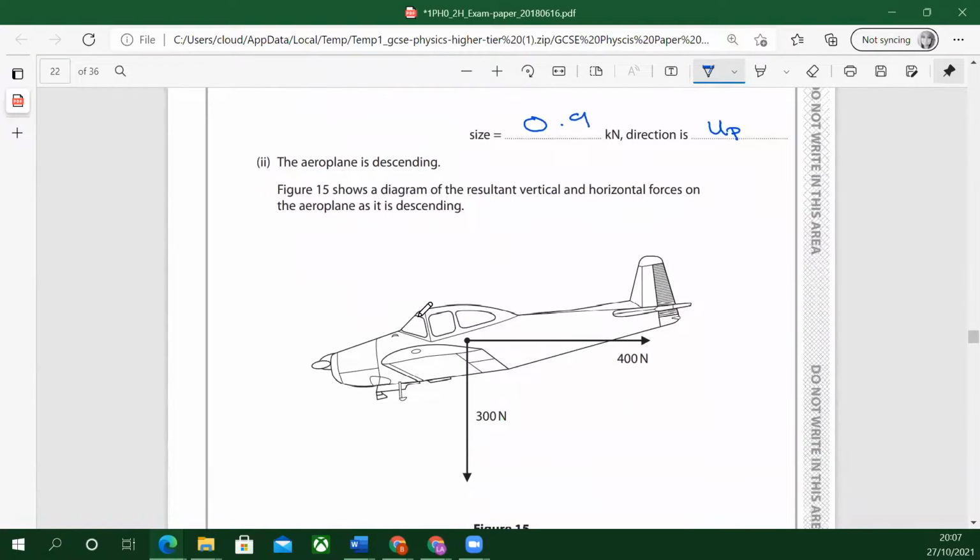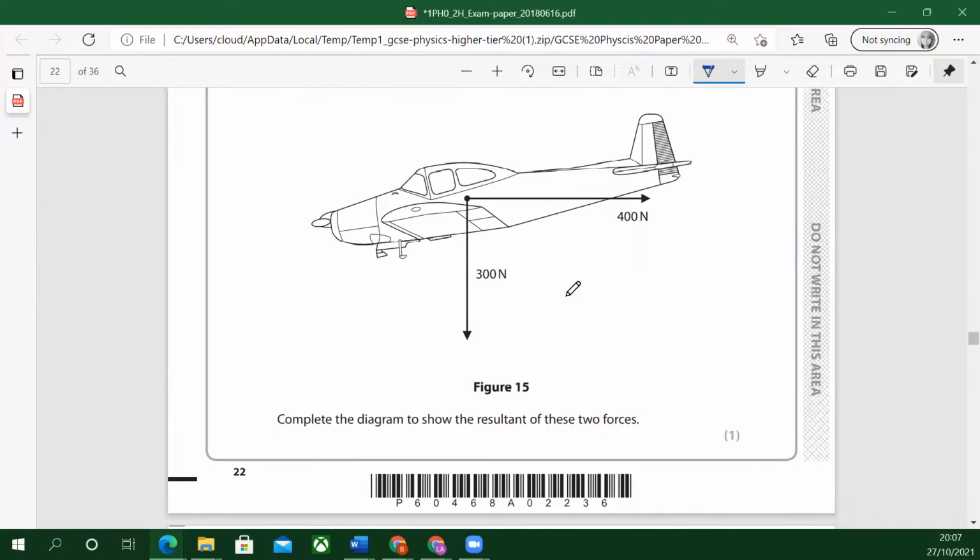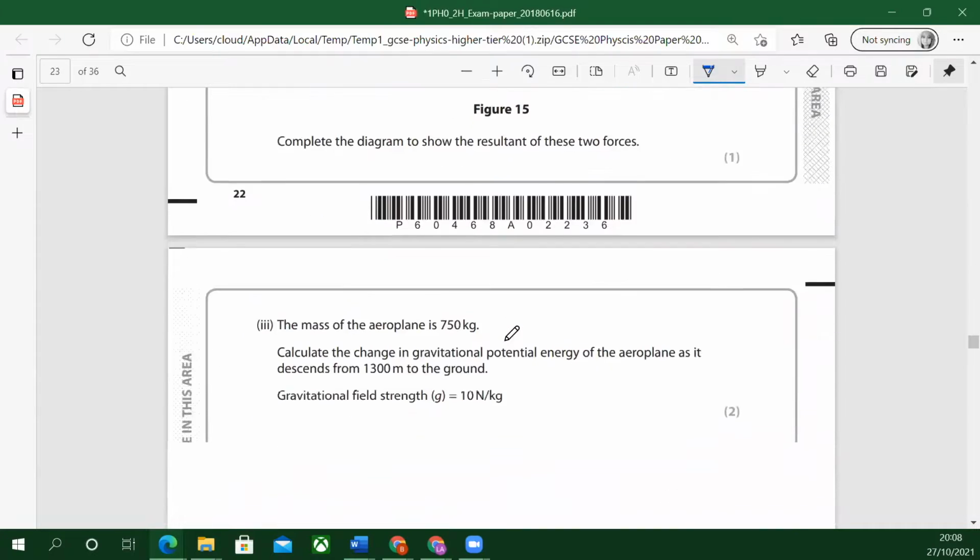The aeroplane is descending, that's going down. Figure 15 shows a diagram of the resultant vertical and horizontal force on the aeroplane as it is descending. 300 newtons down, 400 newtons going that way. Complete the diagram to show the resultant of these two forces. So you've got a triangle of forces here. Let's draw it. The resultant will be going that way, like that. That's 1 mark.